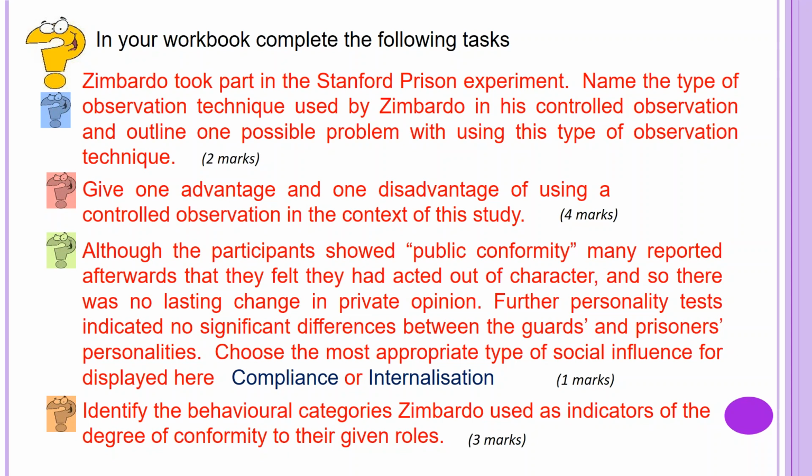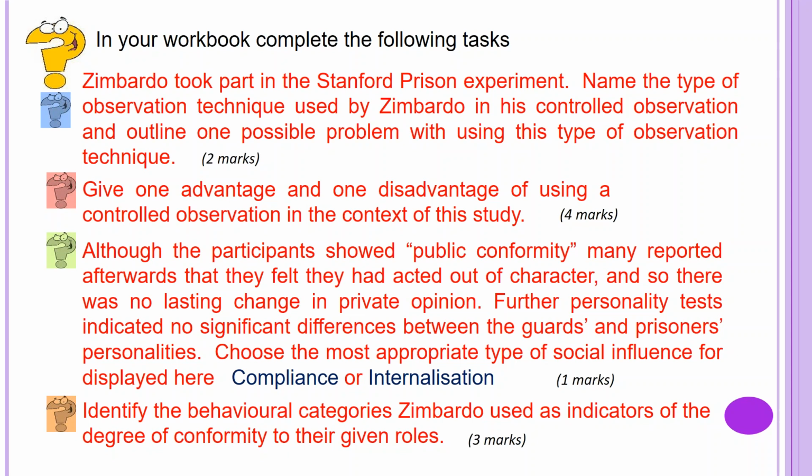One disadvantage is that demand characteristics are a problem, as Banuazizi and Movahedi in 1975 claimed the prisoners were only play acting rather than genuinely conforming to their roles. Therefore, the findings may lack validity. Okay? You should now have a go at the next question.